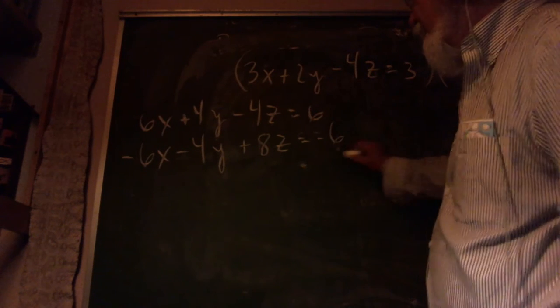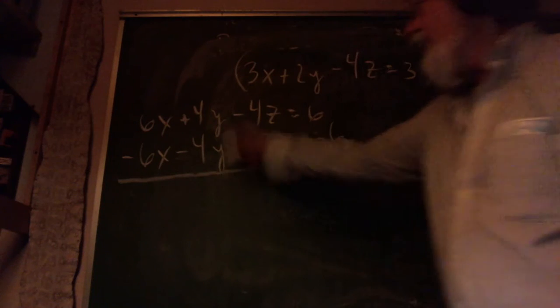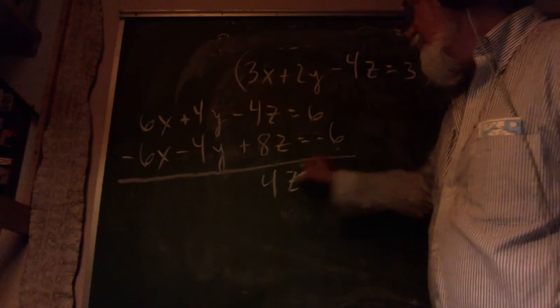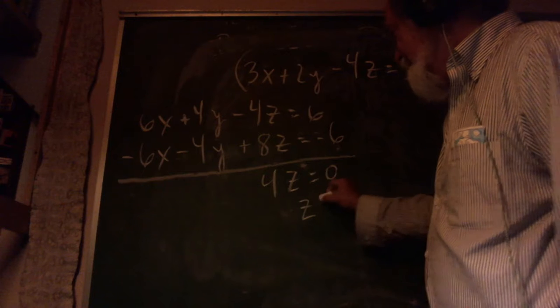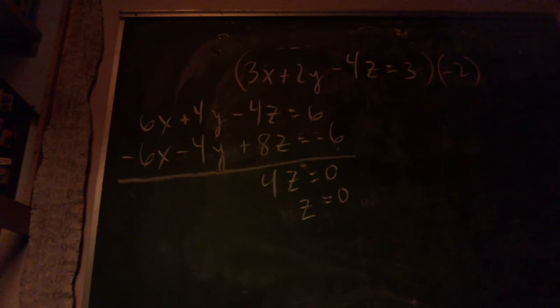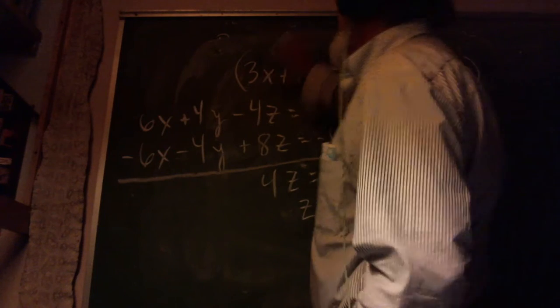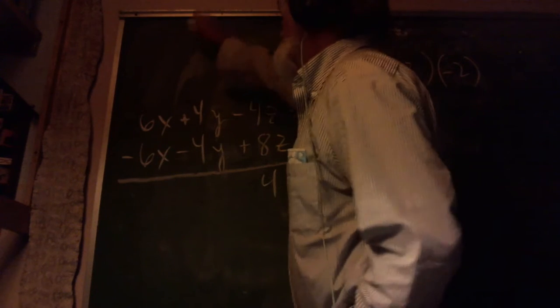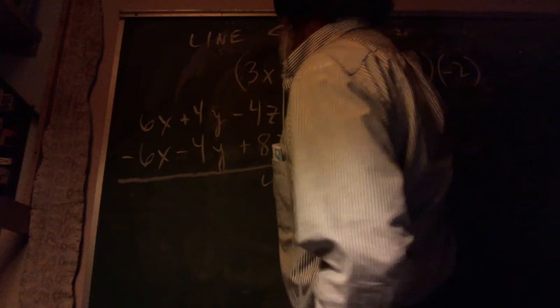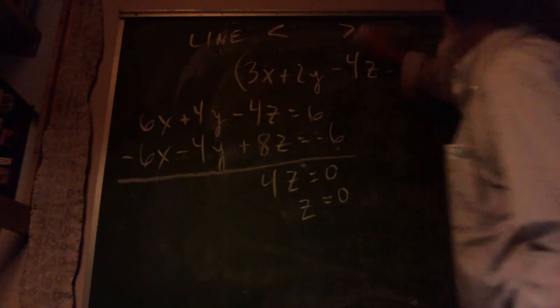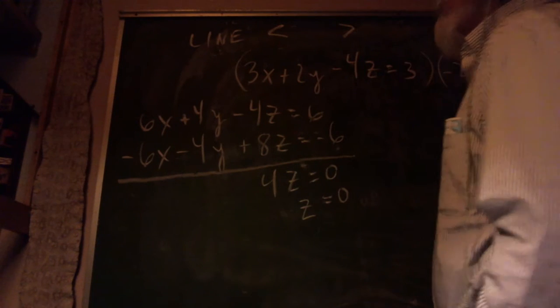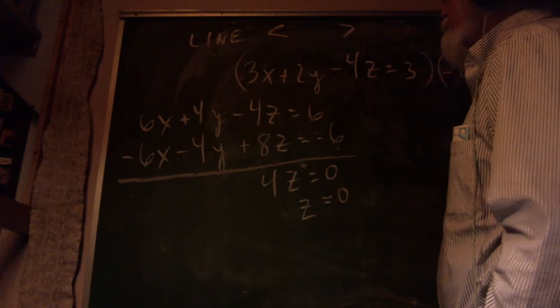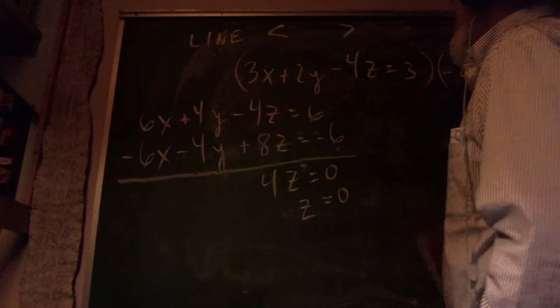And an interesting thing happens. X's cancel, Y's cancel, and I get 4z equals 0. That means z equals 0. So I'm supposed to find a line where these two planes intersect, and that line has z coordinate fixed at 0. That's big news. So my line, well, here's the answer. My line, I still don't know the direction vector, but the z coordinate is fixed at 0.